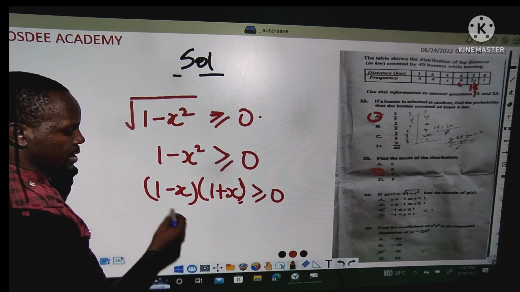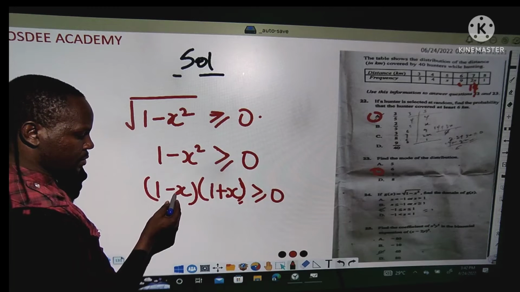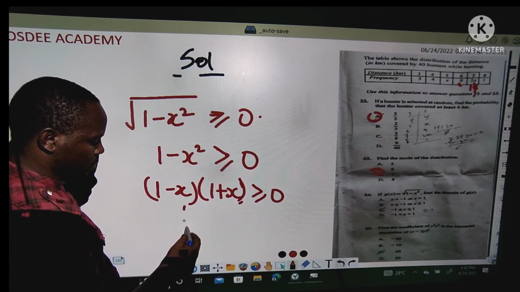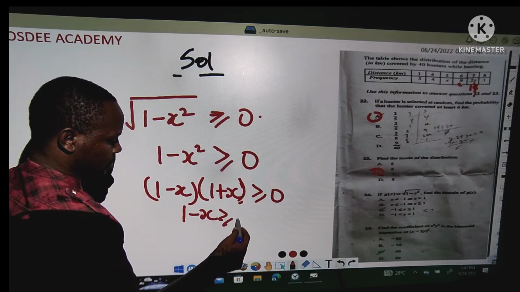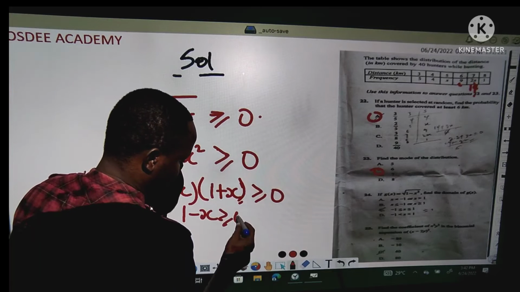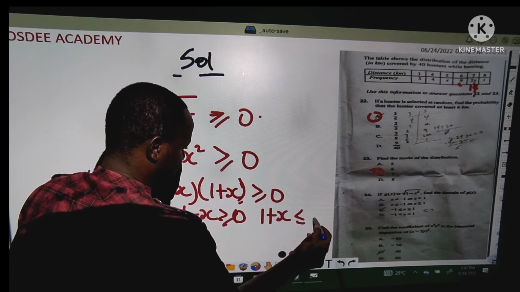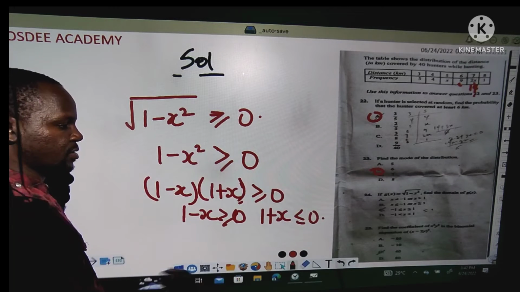You know, here the lower number follows the sign, the higher number, just put s equals to 0 to know which one. Between minus s and this is 1 minus x greater than or equals to 0. And we have 1 plus x is less than or equals to 0. So this is the inequality you set.